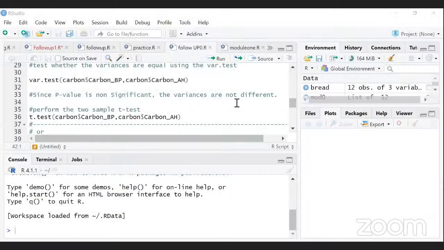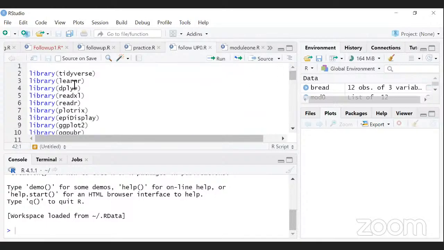Okay, ladies and gentlemen, yesterday we looked at the t-test and we were left with looking at the paired t-test. That's what we are going to do. But as usual, when you start R, you first of all run your library.